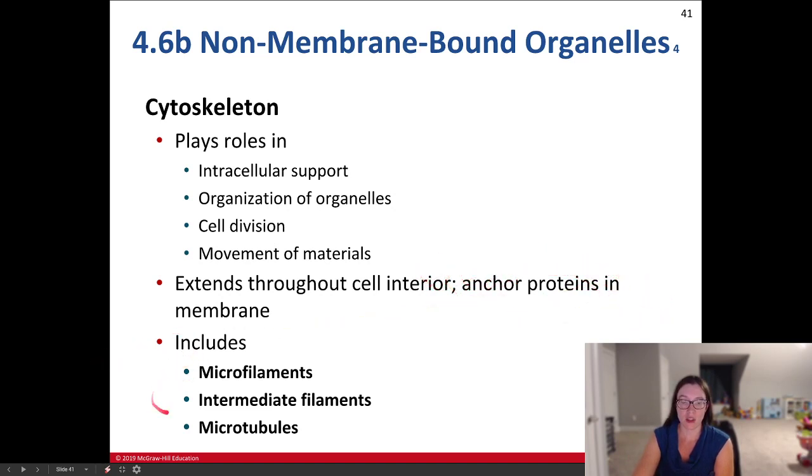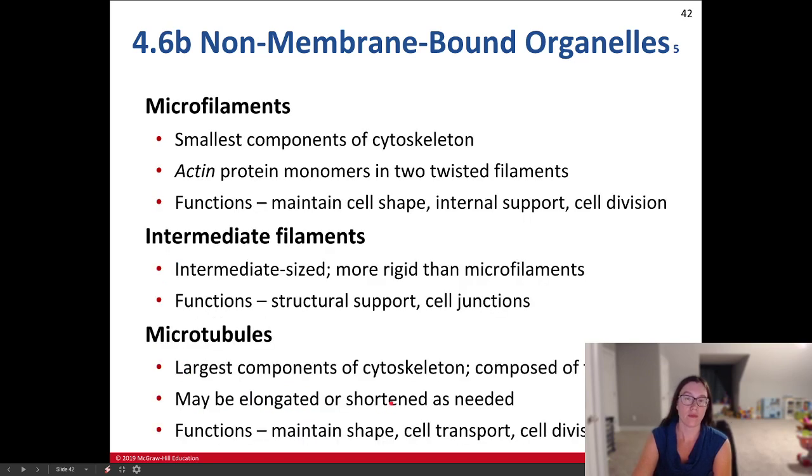There are three main types to know. The smallest are the microfilaments. The middle are the intermediate filaments, right? That looks like middle. And then the biggest are the microtubules. So microfilaments here are the smallest, and they are actin protein monomers in two twisted filaments. And so these are going to be important for maintaining cell shape, internal support, and cell division. And remember, actin is going to be a type of protein that we also see in muscles that help the muscles contract.